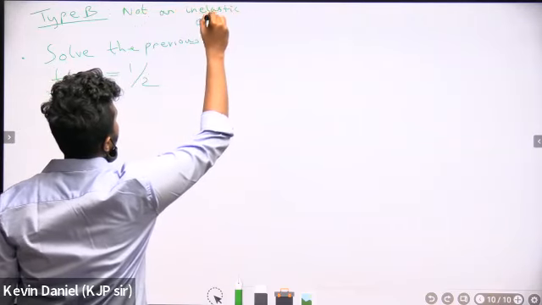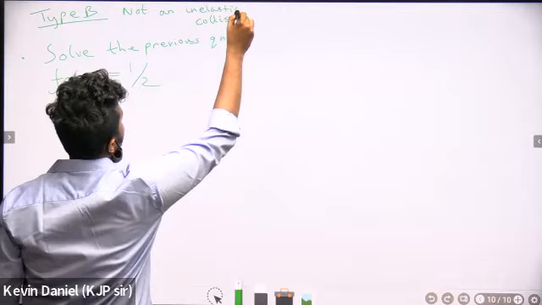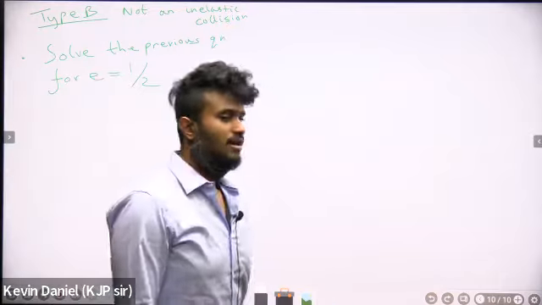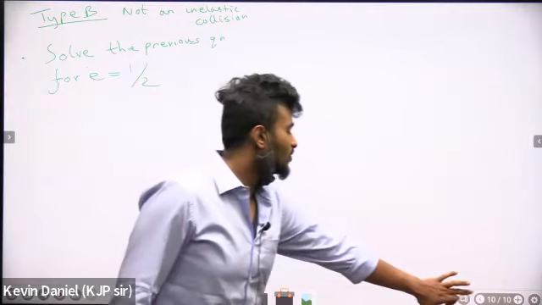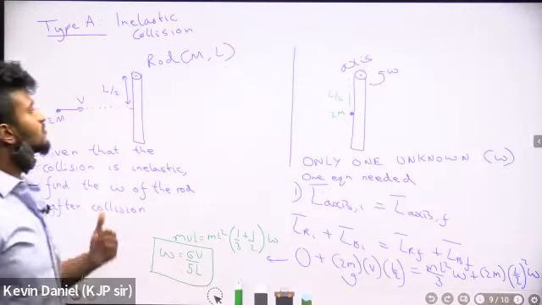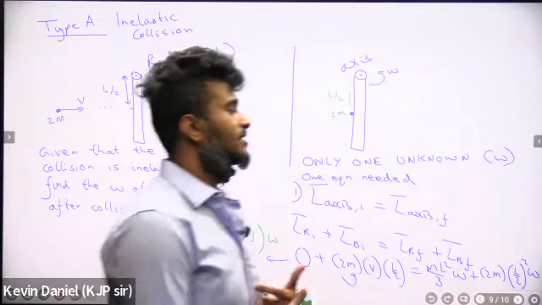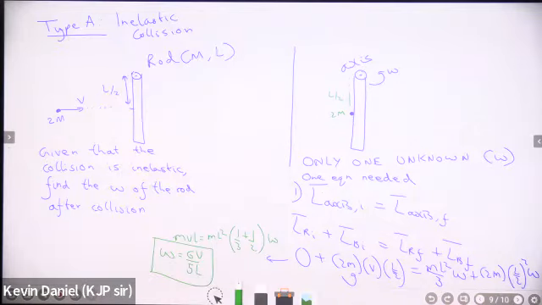Because this time the particle is not sticking to the rod, which means the particle's velocity after collision will also be unknown. So there are two unknowns. So you have to use both the equations I gave at the start. Try it. Coefficient of restitution will always be given. Of course, they will give it. If it doesn't say inelastic or elastic, then they will give it.